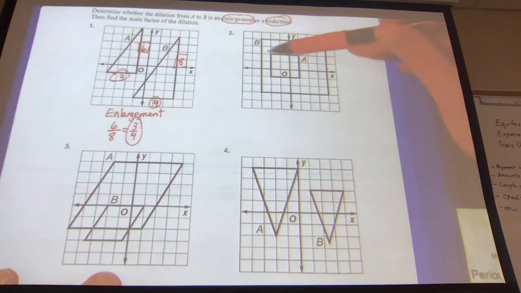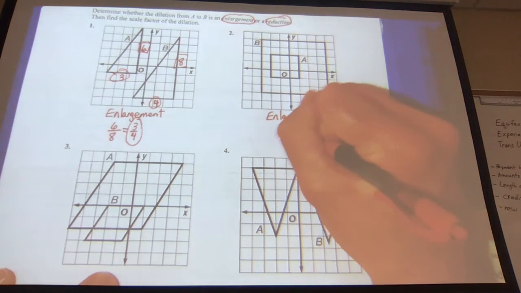All right, let's try number 2. Number 2, letter A is the smaller figure, letter B is the bigger figure. So we went from a smaller figure to a bigger figure. That's going to be an enlargement.